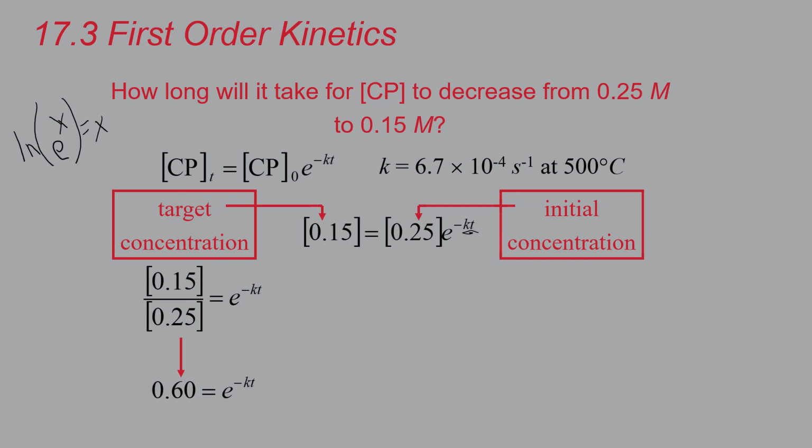And here's where you get rid of that e. So what you do in cases like this is simply take the natural log of both sides, which gives us the natural log of 0.6 is equal to negative k times t. And from here on in, it's the algebra that you are already familiar with. If I want to isolate for the time, which was our goal here, I would just divide both sides by negative k.